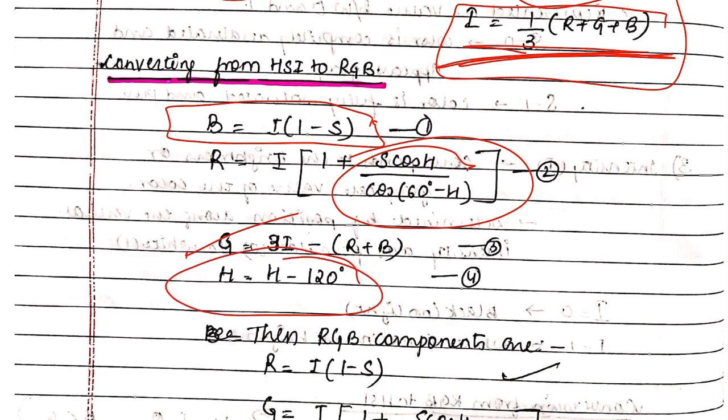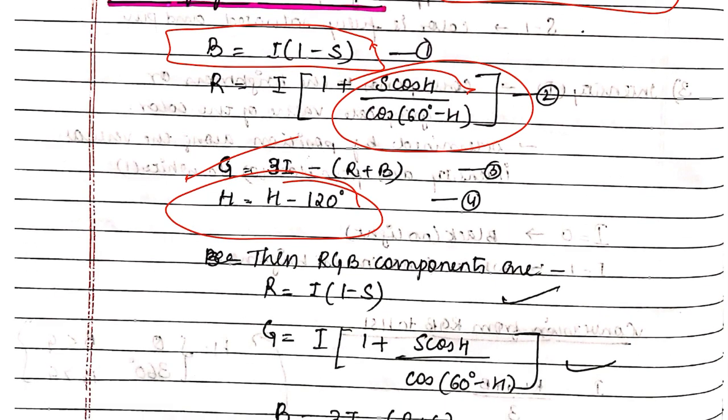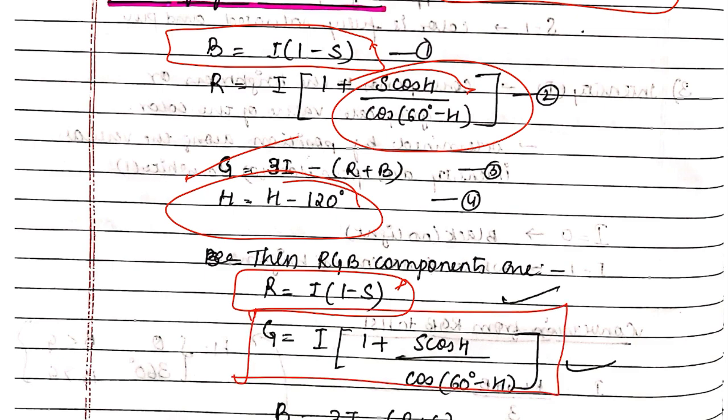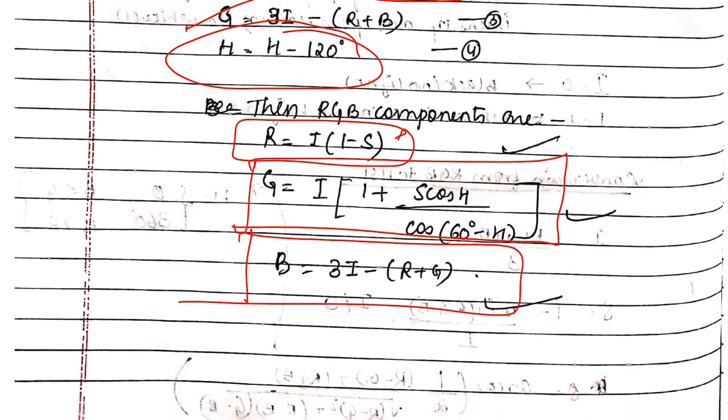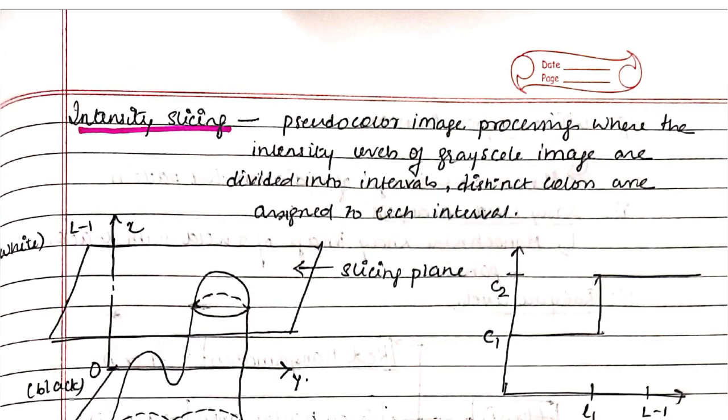This is given. Now once you try to convert the same, again the equation becomes reversed. So R equals I into (1 minus S), again G will become I into (1 plus S cos H upon cos (60 degrees minus H)), and B is equal to 3I minus (R plus G). These three formulas, you have to remember.